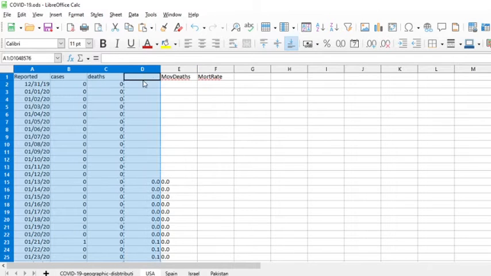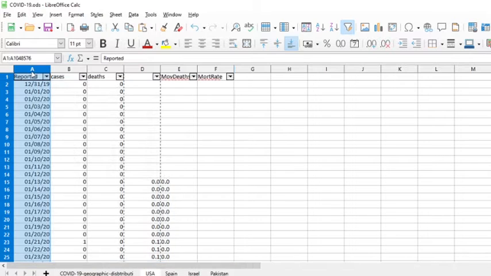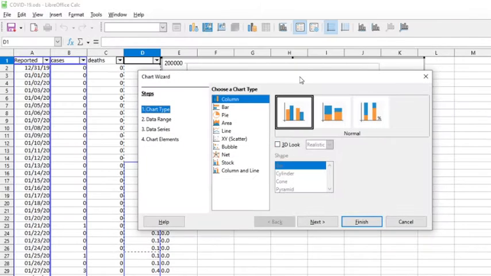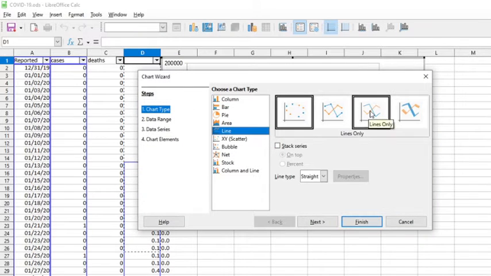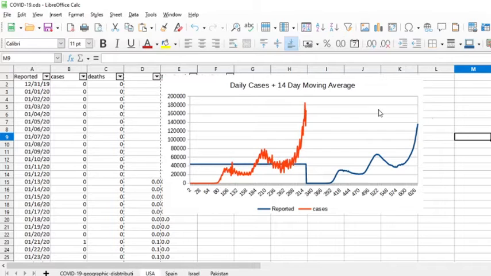So the first plot we're going to do, first we're going to come back up here, and we're going to put this number back up here. Then we're going to plot cases, including a moving average. We'll do a line plot. Move the legend to the bottom. Cases. Well, that certainly didn't work well, did it?